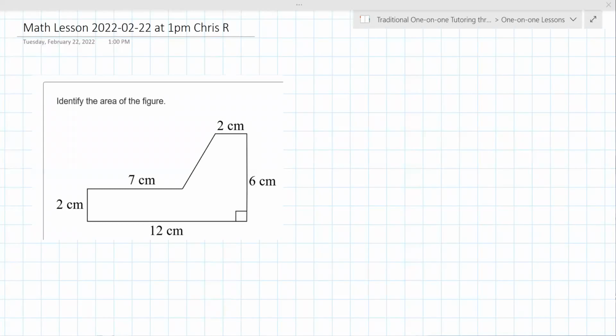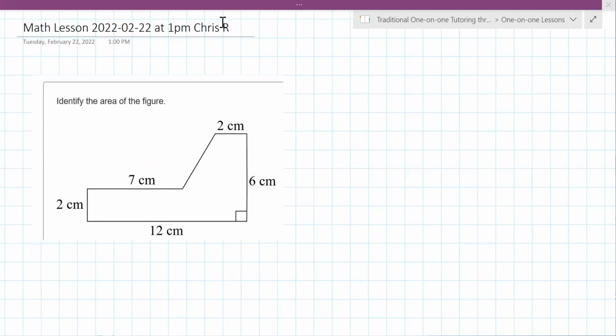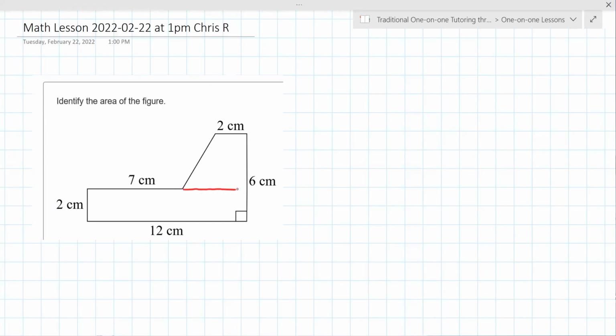On the screen, it says identify the area of the figure. Do you see that? Yes. So I'm going to draw a red line here. And this thing down below, what is this shape called that I'm tracing out in a red line? Rectangle. What's the area of a rectangle? It's base times width. Right, base times height, length times width, whatever you want. It's 2 and 12. 2 times 12 is 24 centimeters squared.